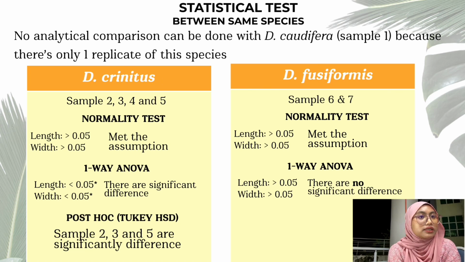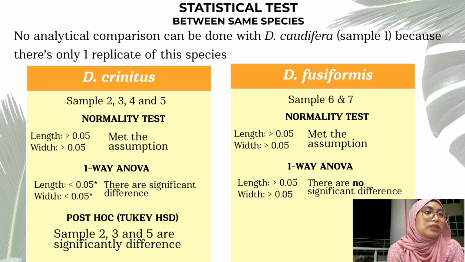The second species is Dicterocarpus crinitus. We have 4 samples for this species, which are samples 2, 3, 4, and 5. When we do the normality test, it reveals that it met the assumption of parametric, so we can do a one-way ANOVA test. One-way ANOVA reveals that there is a significant difference in terms of length and width of the major phytolith for this species. So we do a post hoc test to find out where exactly the difference lies between the samples. We found that samples 2, 3, and 5 are significantly different from one another.